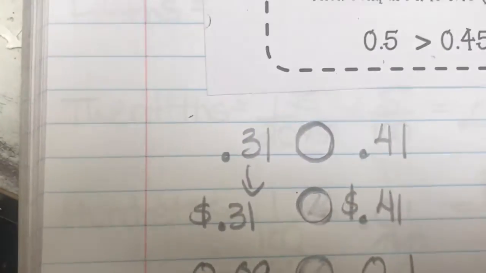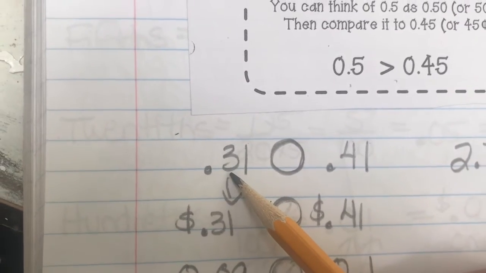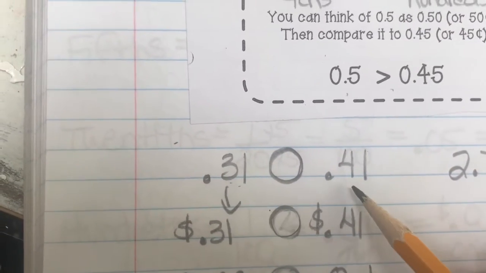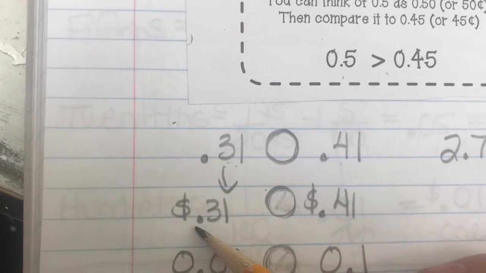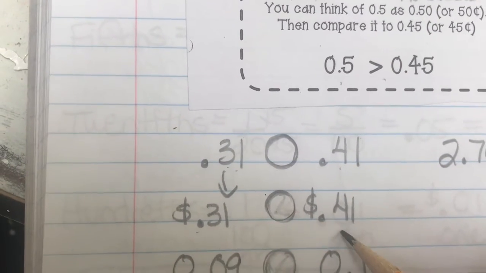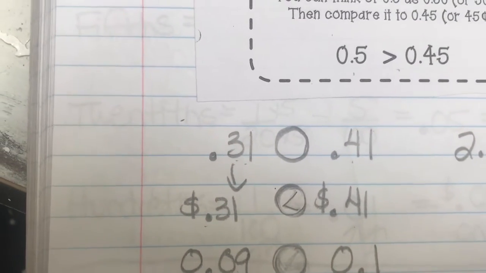Down here, another example of comparing two. So you have 31 hundredths versus 41 hundredths. The best way to do it is to convert it into money. Think of it as money. So 31 cents versus 41 cents. And you know the alligator will want to eat the 41 cents.